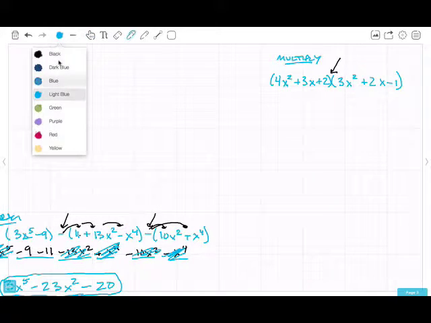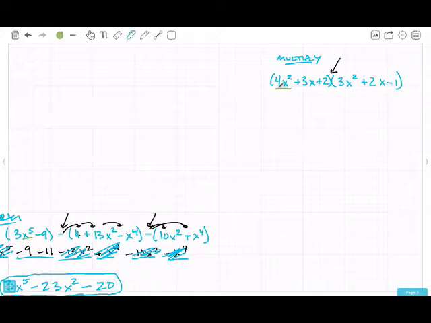Now, what this requires is a little bit of foiling. So we're going to take 4x squared and multiply it by everything inside this one. 4x squared times 3x squared is 12x to the fourth. In fact, I'm going to have to write that over here. Leave myself some space. 4x squared times 2x is 8x to the third. I encourage you to pause the video and try this yourself to see if you can get this right. Follow along. 4x squared times negative 1 is negative 4x squared.